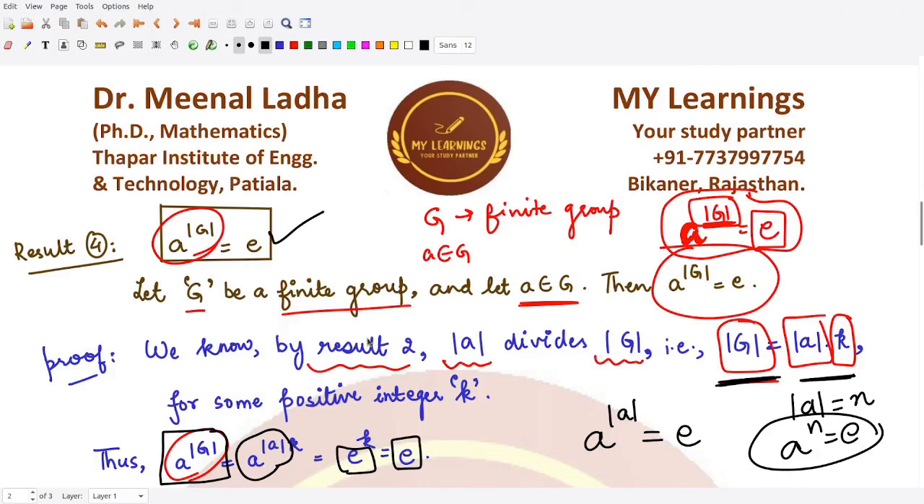So I hope you understood all the 4 results in this case. We have one more result which is a corollary to Lagrange's theorem. We'll be discussing that in our next video.